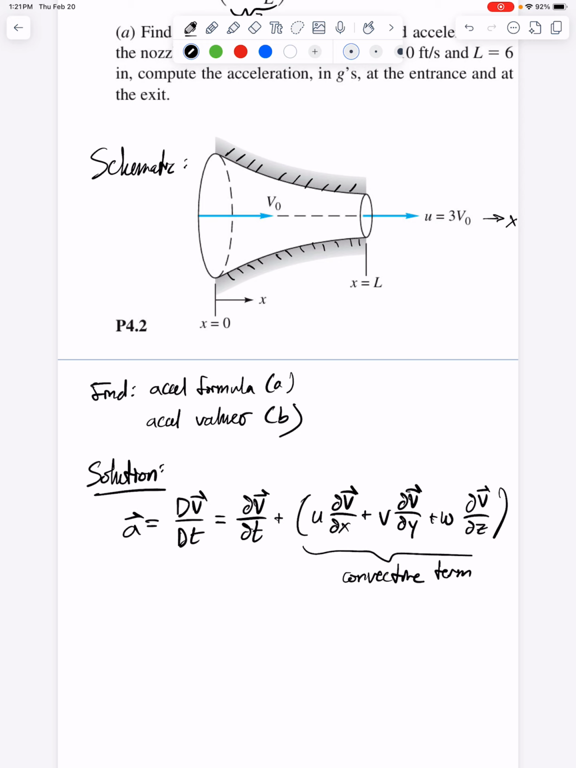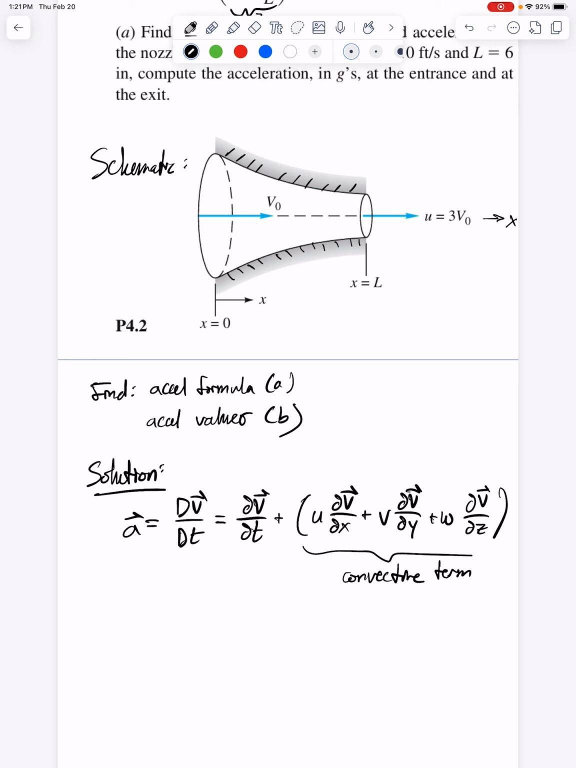So obviously the inlet starts at 0, but as you start pushing flow to the nozzle, that velocity at the inlet is going to go from 0 and eventually it'll reach that V naught value. So that is the time derivative. Over time, the inlet velocity is going to get to V naught, but it's going to take time.